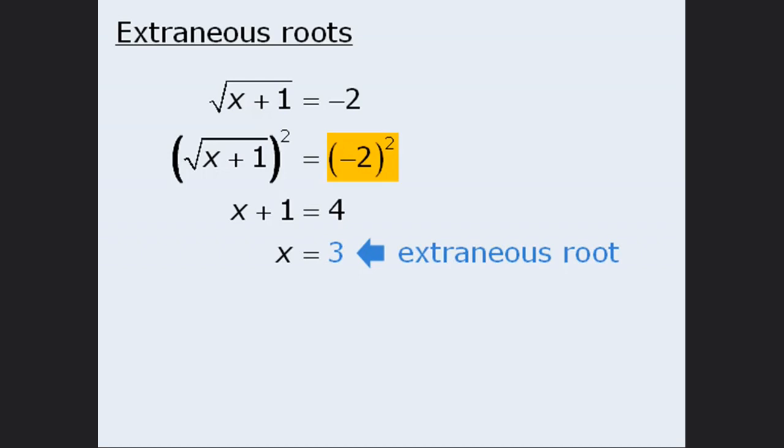Extraneous roots can arise when we square numbers, as we did in this step here. When we squared negative 2, it turned into positive 4, and this caused our problems. So when we are dealing with equations with square roots, we must be sure to watch out for extraneous roots.